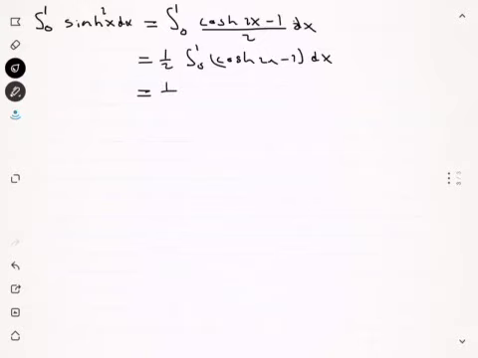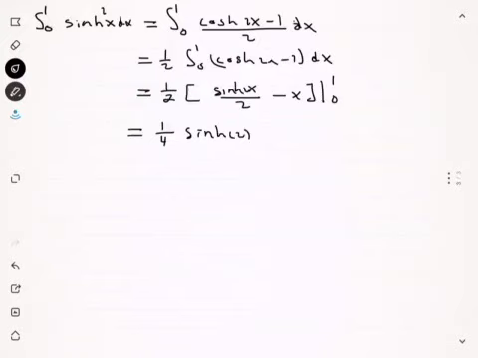And then that gives us 1/2 times the integral of hyperbolic cosine, which is hyperbolic sine of 2x divided by 2 minus x, as x goes from 0 to 1. And then plugging in the 1 there, we get 1/4 because of the 1/2 and the 1/2, hyperbolic sine of 2, minus 1/2. And then when you plug in 0, you get 0. So you get that.